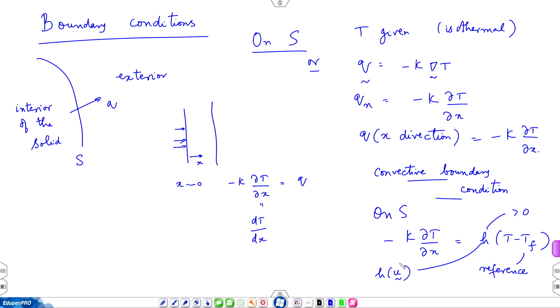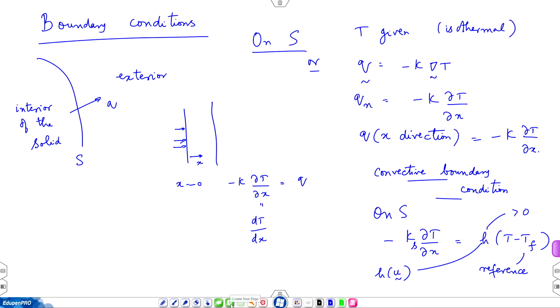When you write this expression, h is representative of fluid motion in the exterior. So, S interior is a solid region, outside is the fluid medium. So, h is a parameter that comes from the outside world and k is for the solid. This k should not be mixed up with the fluid thermal conductivity. And this temperature is the temperature distribution in the solid medium.